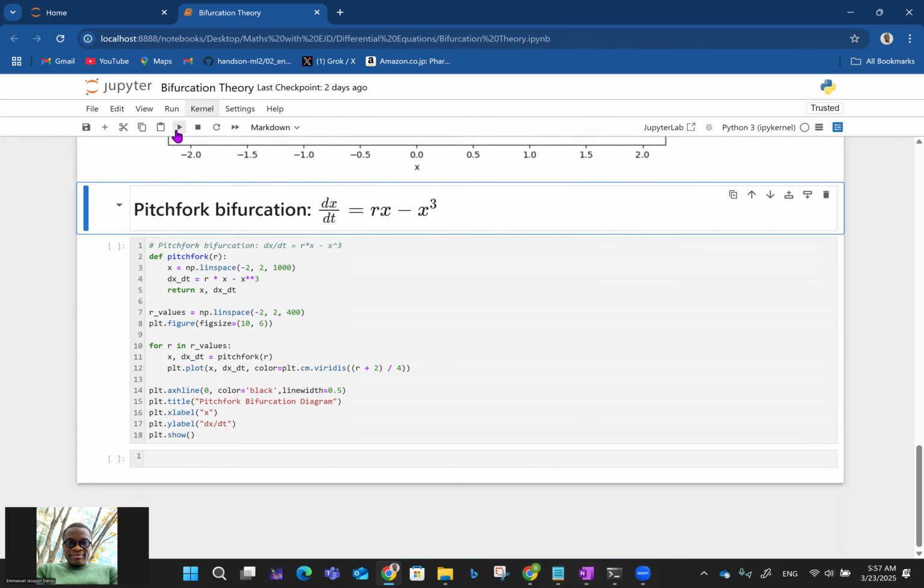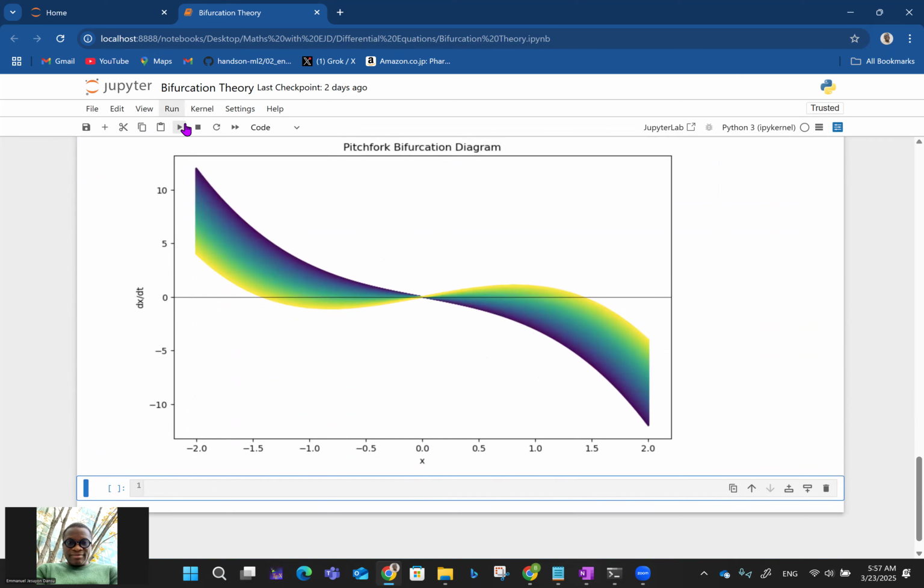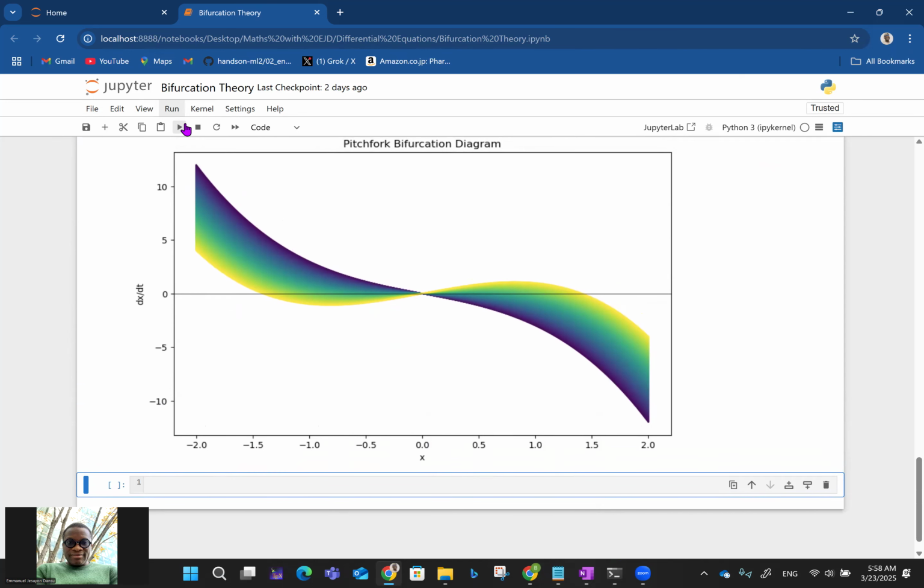So for pitchfork bifurcation, a system with a symmetric equilibrium undergoes bifurcation, where a stable equilibrium point splits or merges with others, resulting in a bifurcation diagram shaped like a pitchfork. If you run this, we see that pitchfork kind of shape. So in this case, for values coming from above, you have that purple side, which is unstable, and for the yellow side, you have that switching over taking place when x is equal to zero right there.